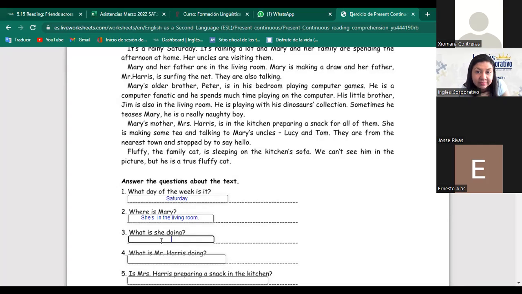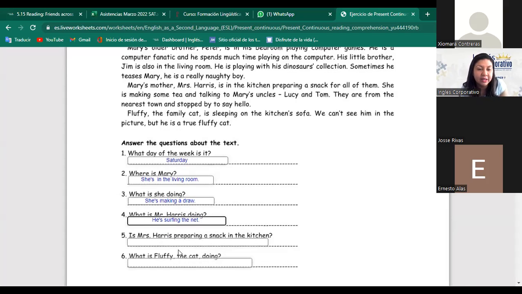What is she doing? She's making a draw. Okay, she's making a draw. What is Mr. Harris doing? Her father, Mr. Harris. He's surfing the computer. Exactly, he's surfing the net or the internet. Is Mrs. Harris preparing a snack in the kitchen? True. Yes, she is. It says Mrs. Harris is in the kitchen preparing a snack for all of them.